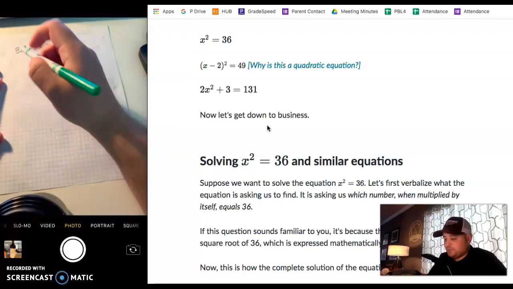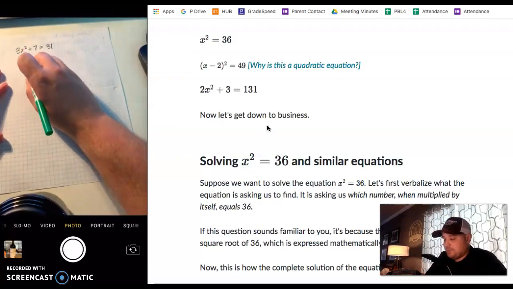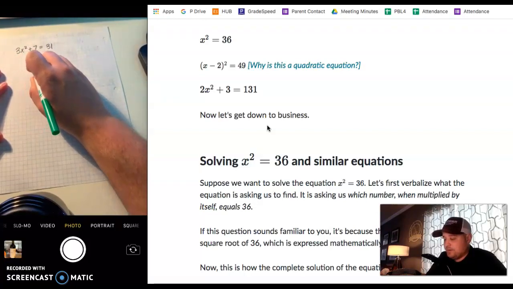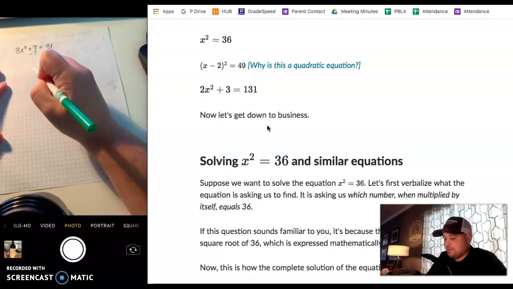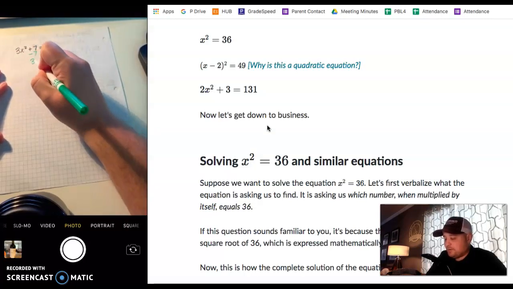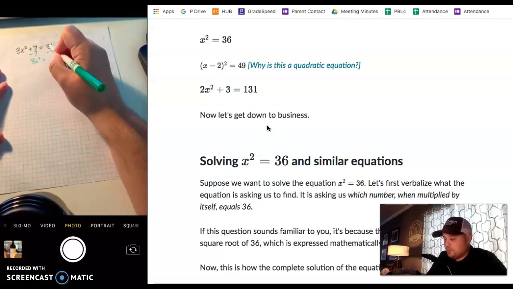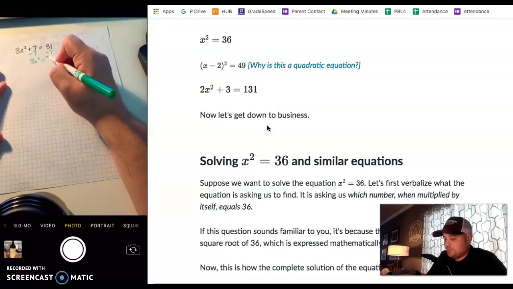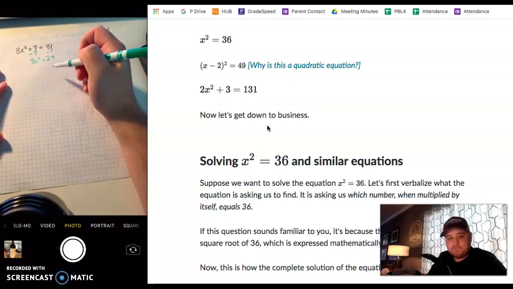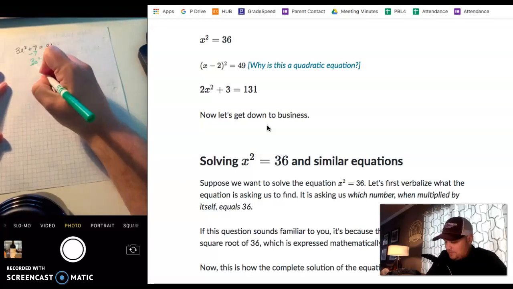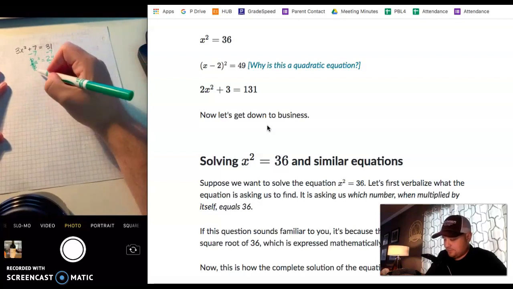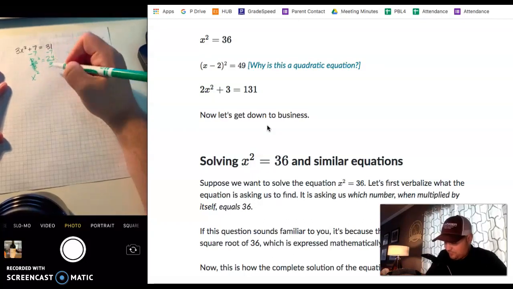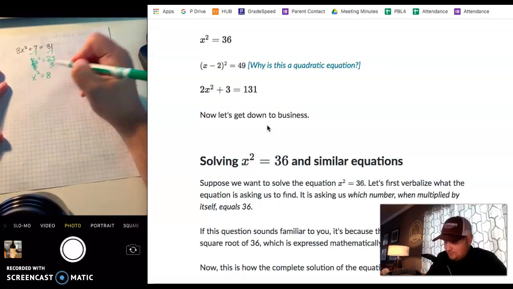Okay, so working this one out, I have to get the x squared by itself. So I need to get rid of this plus 7. To get rid of a plus 7, I subtract 7. So we've got 3x squared equals 31 minus 7 is 24. Now let's divide both sides by 3. That way these 3's cancel out, and I'm left with x squared. 24 divided by 3 is 8.